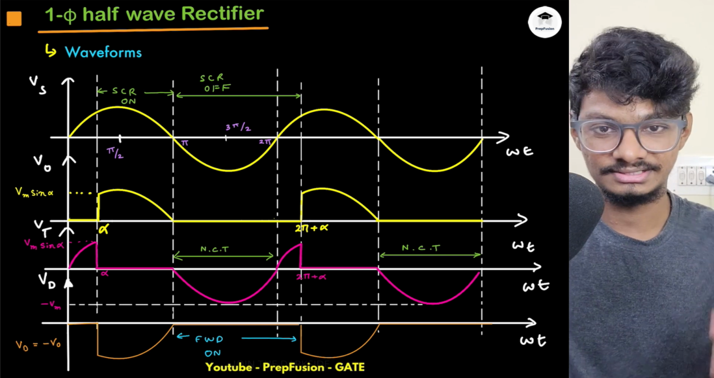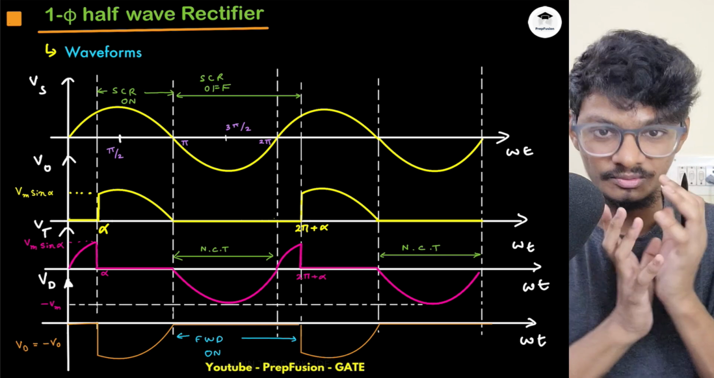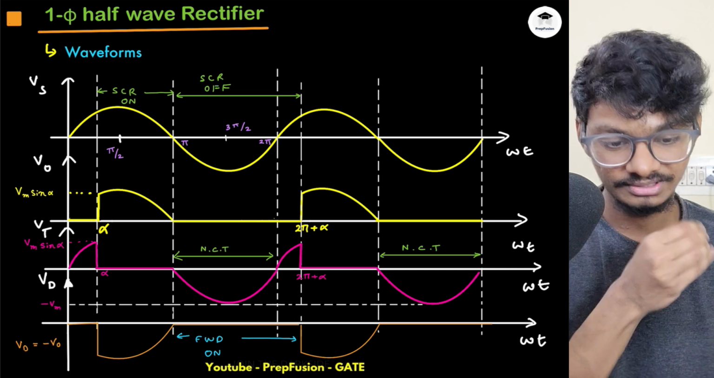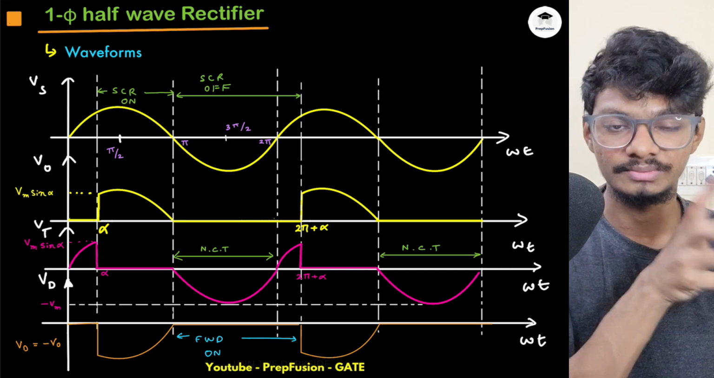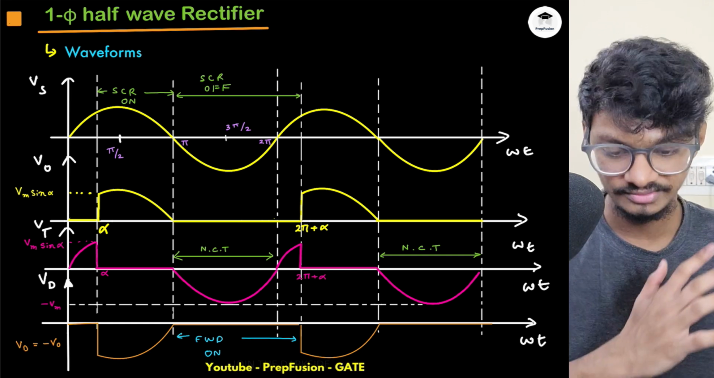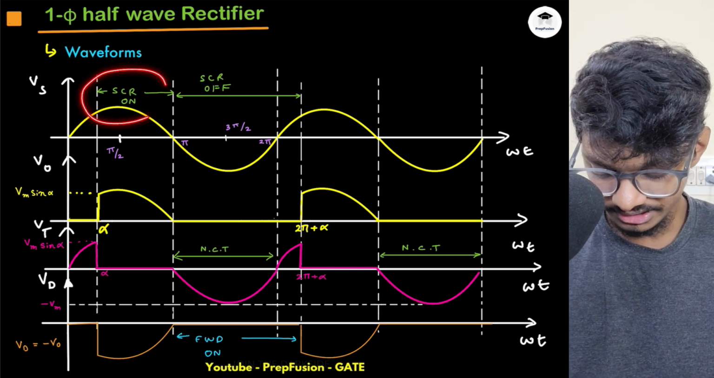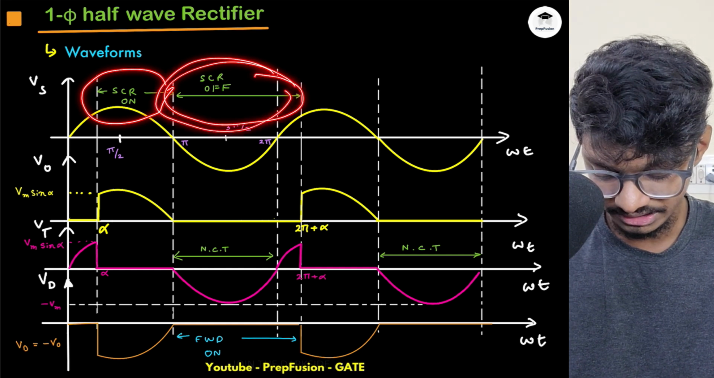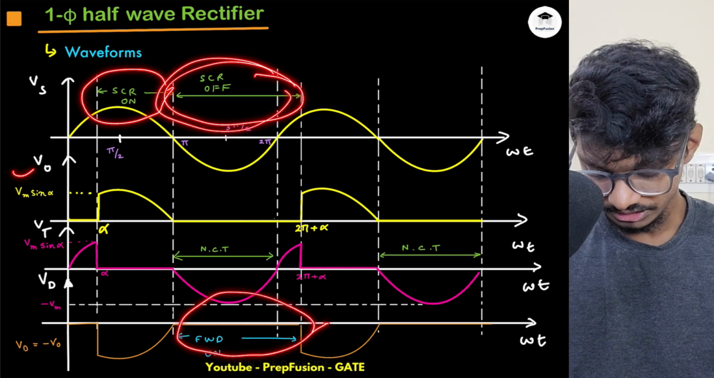Obviously, there are equations involved here. I'm just simplifying things and telling you the story, but actually there are mathematical equations behind it. For simplicity, I'm explaining this in terms of a story. So in this region SCR is on, in this region SCR is off, and as soon as the SCR is off, the freewheeling diode will turn on. So this is the output voltage waveform.